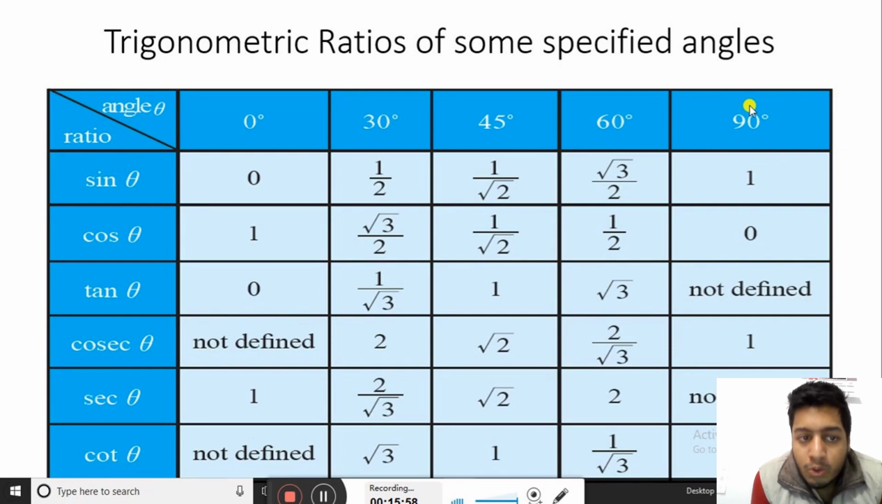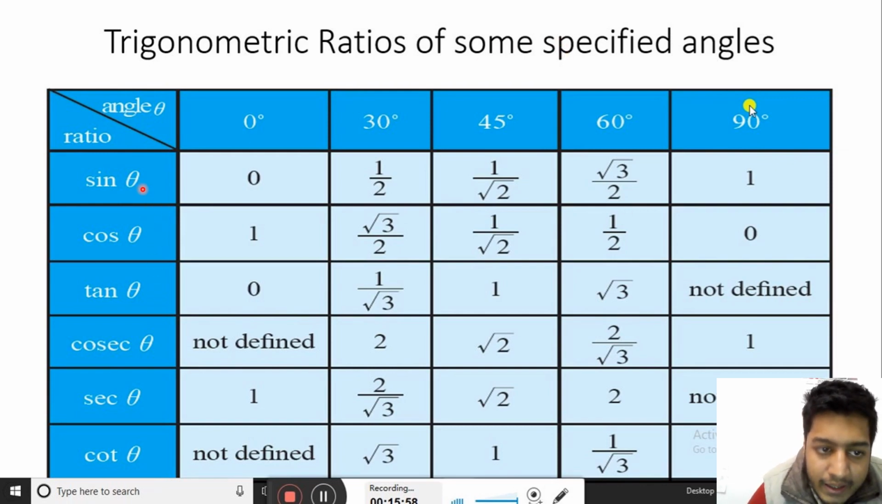This is a very important and very basic table of trigonometry. The table is read as I'm reading it now. The value of sine theta at 0 degree will be 0. The value of sine theta at 30 degree will be 1 by 2. The value of sine theta at 45 degree will be 1 by root 2. The value of sine theta at 60 degree will be root 3 by 2. And the value of sine 90 is 1. So these are the values of sine theta at different angles. You can learn them also.